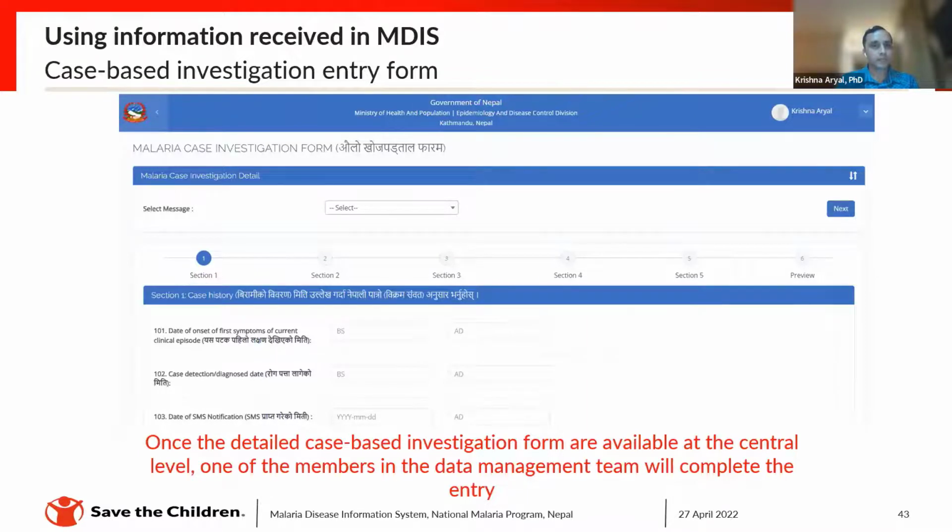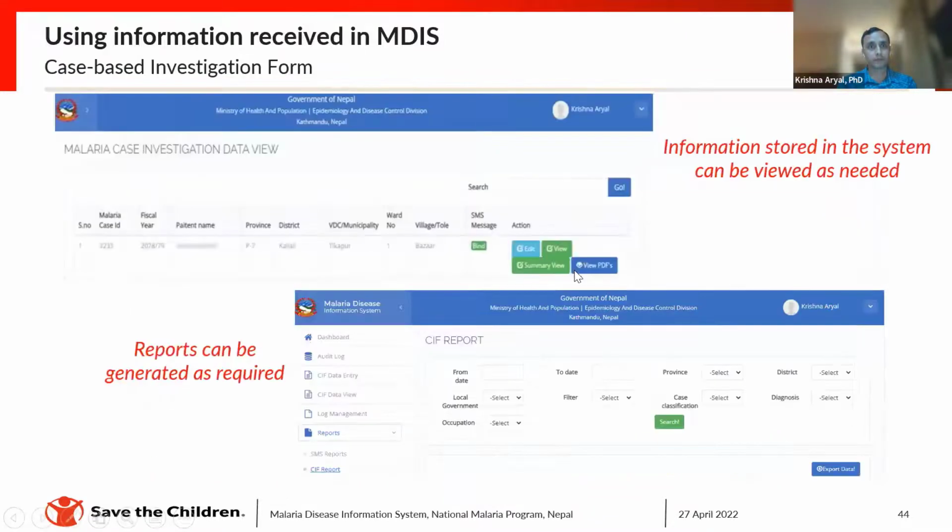Once the detailed case investigation forms are available, if the cases are verified to be real malaria cases, those forms are filled by the local health workers team and sent to the center, where we enter the details of the cases, and then that is stored as the complete data set in the system. Next slide, please. Next, please.